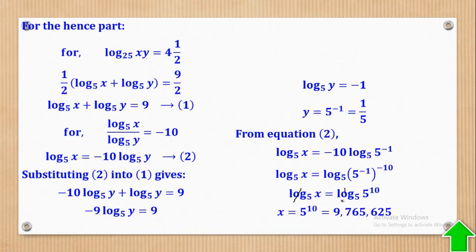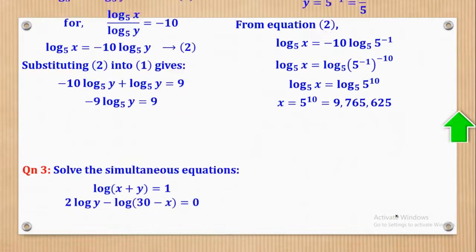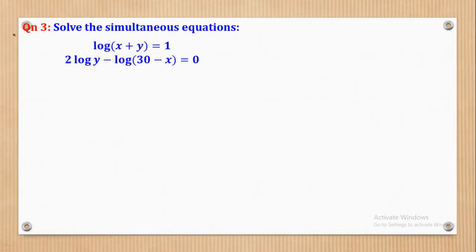So this can cancel, remaining with x equal to 10 to the power 5, and 10 to the power 5 from a calculator is equal to that. So now we shall go to question 3, which is to solve the simultaneous equations, these ones.